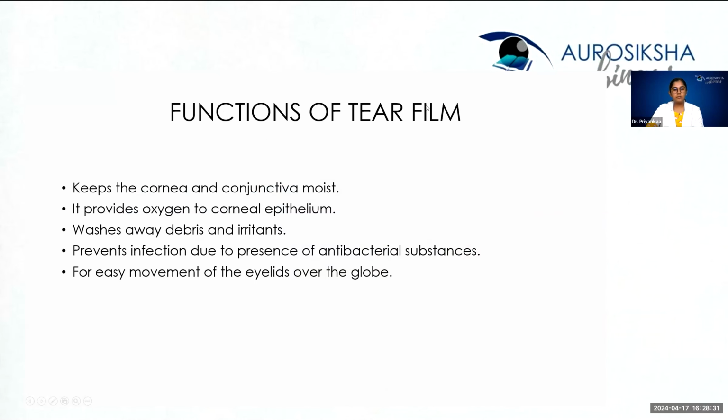So the main functions of tear film are to keep the cornea and conjunctiva moist. It provides oxygen to the corneal epithelium, washes away any irritants or debris, prevents infection due to the presence of antibacterial substances, and allows easy movement of the eyelids over the globe.